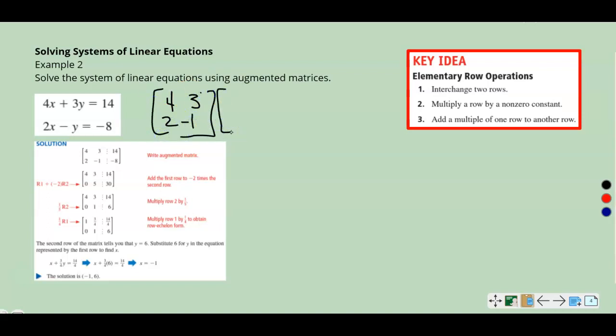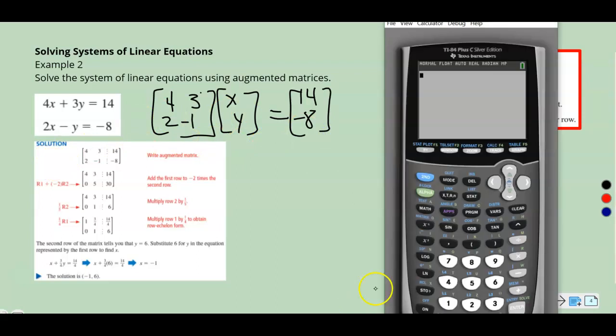All right, then we have our variables, x and y. And then we have our constants, 14 and negative 8. All right, so just slightly different than the augmented matrix. All right, so I've already entered A. Let's call this matrix, our constants, matrix B. So scroll down and go over to edit. Make sure it's on matrix B. So edit matrix B. And this one is 2 rows by 1 column. So this one is a 2 by 1.